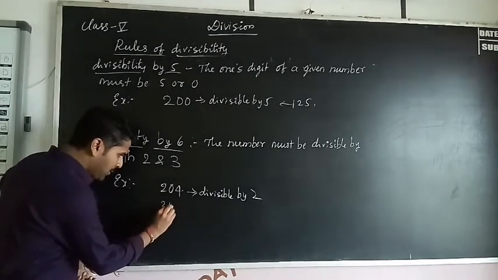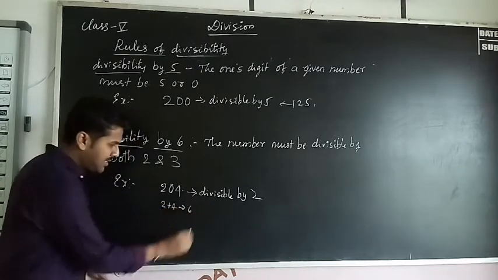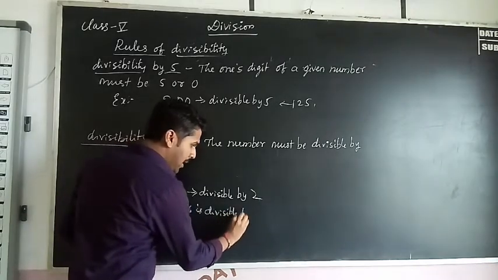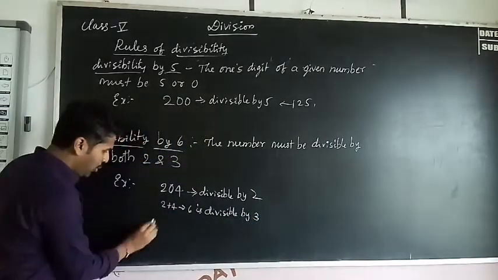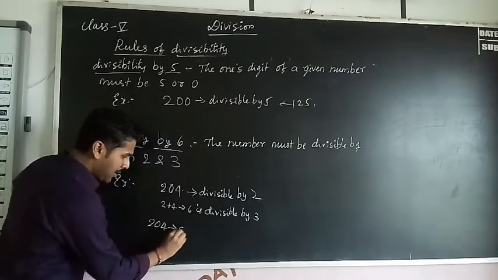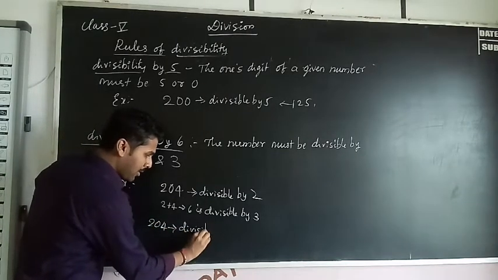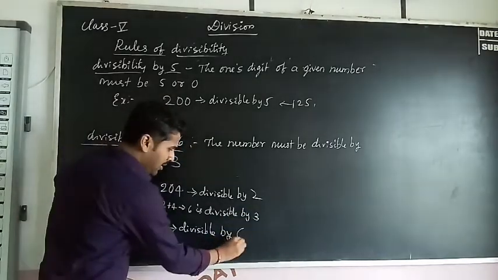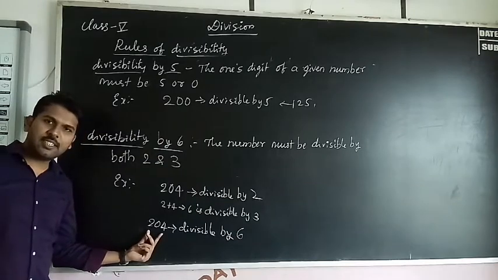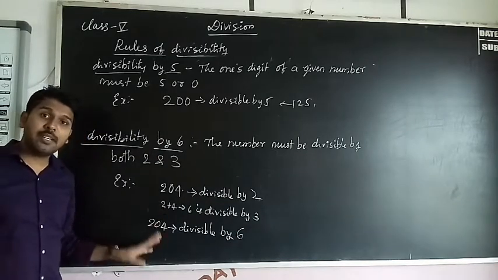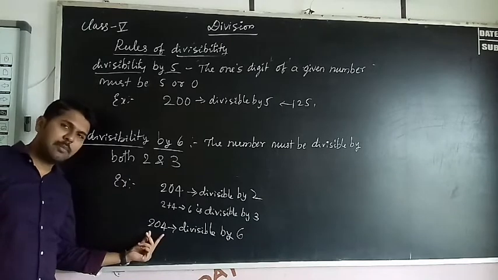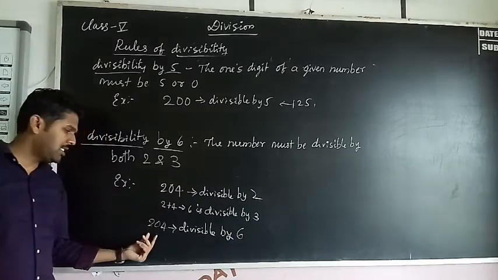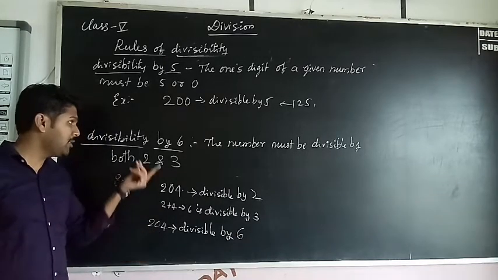2 plus 4, 6. So 6 is divisible by 3, no? That means 204 is divisible by 2 and 3, which means this is divisible by 6, no? How to check that? Just check the number. If it is divisible by both the numbers 2 and 3, that means this number is divisible by 6. Why? Because 2 threes are 6, no? That's why just check the divisibility for 2 and 3. You will get the divisibility for 6.